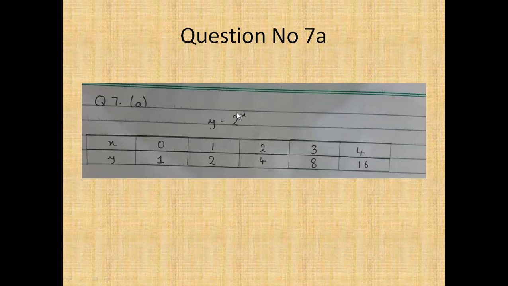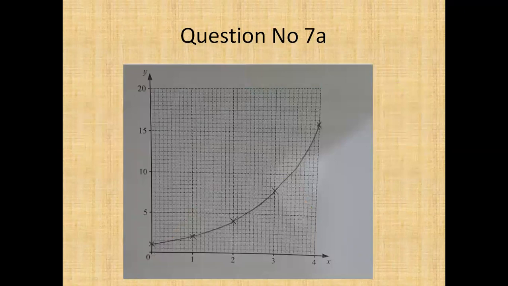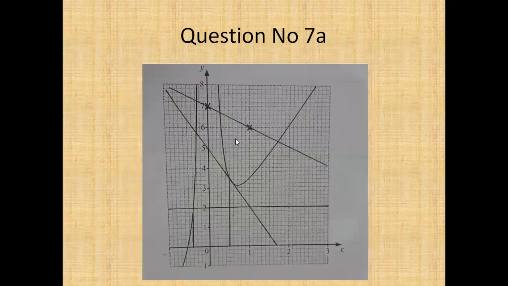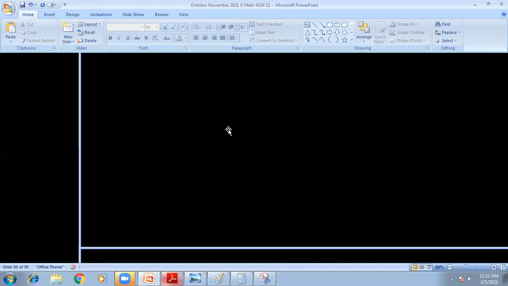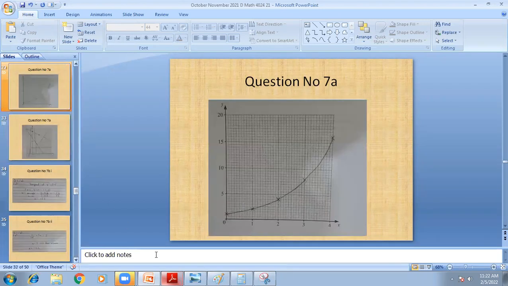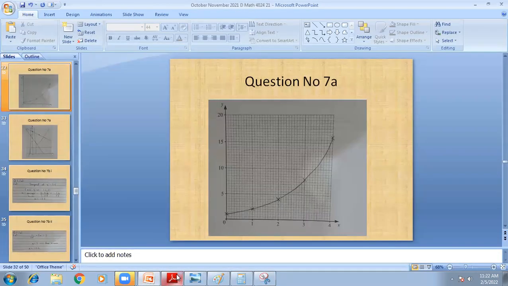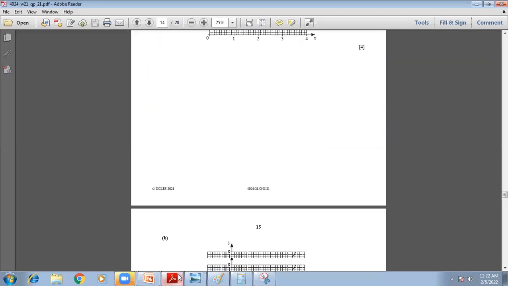For example, x value is 2, so 2 raised to power 2 will be 4. X value is 3, so 2 raised to power 3 will be 8. 2 raised to power 4 will be 16. This is how this table is drawn. Okay, so we will plot these points. You can see the points have been plotted, and then I will join them with a smooth curve, so you will get this diagram. It's a 4-mark question, and this is the answer. Okay, so let's go to the next part.